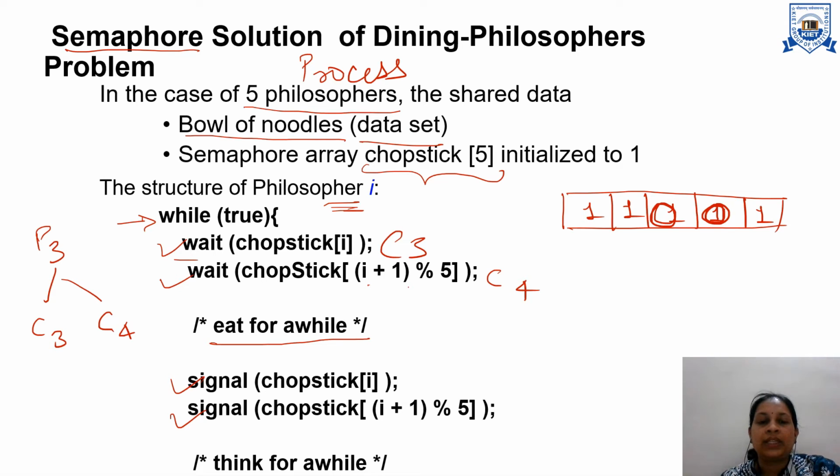So when signal chopstick I, that is C3, and signal chopstick I plus 1, that is C4, are executed, then again the value of the semaphore will be set to 1, and again both these chopsticks are ready to be used by any other process.